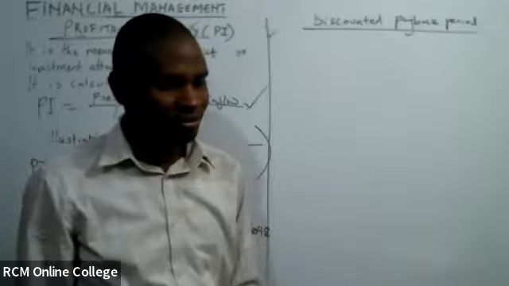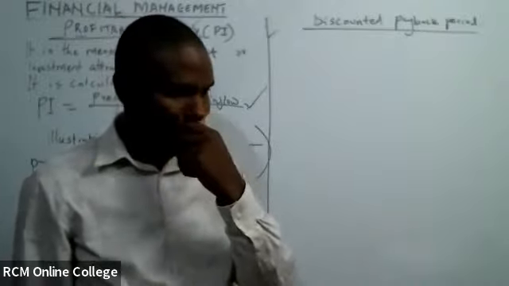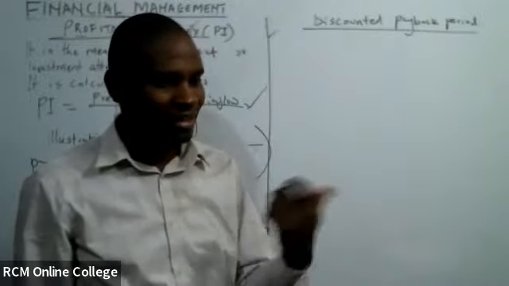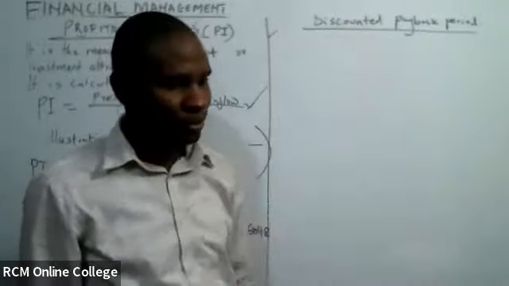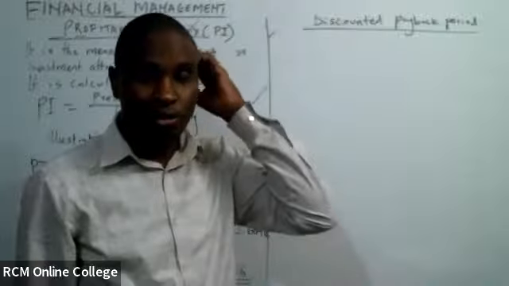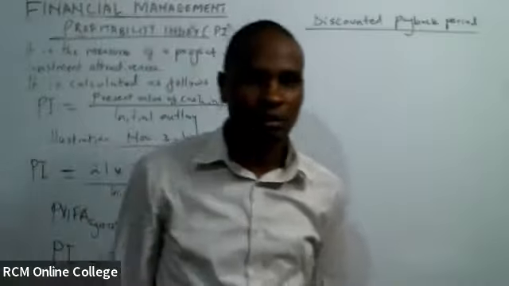And we had two in the traditional, accounting rate of return and the payback period. Payback period has already come here. ARR, accounting rate of return, is the one that has not come on this side of discounting.